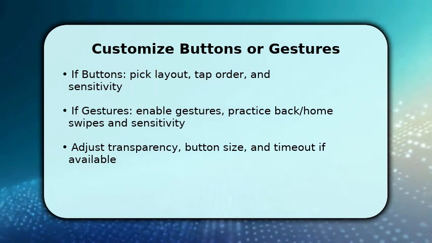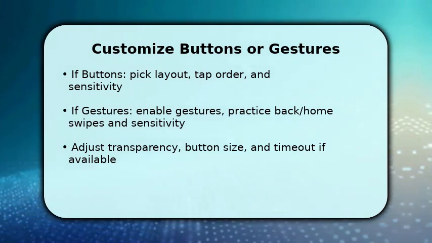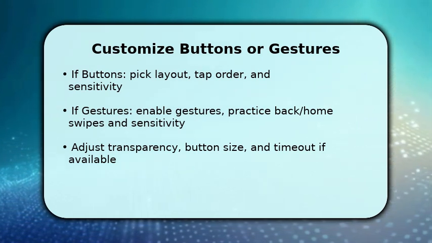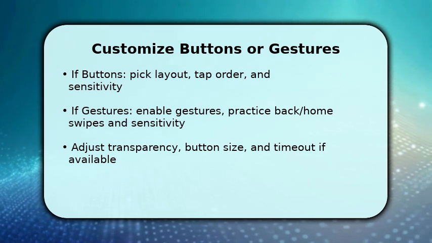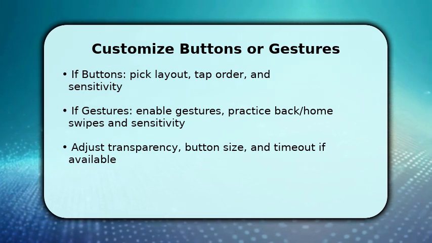If you chose buttons, tap button layout to swap back and recent positions, adjust button sensitivity, and set button color or size when available. If you chose gestures, enable gesture hints, adjust swipe sensitivity, and practice the back and home actions so muscle memory matches the phone's timing.